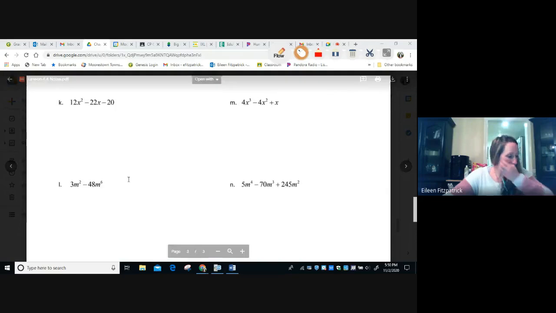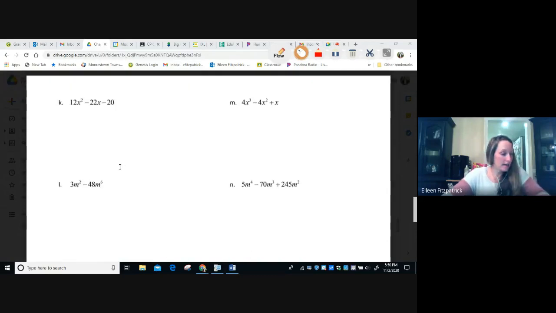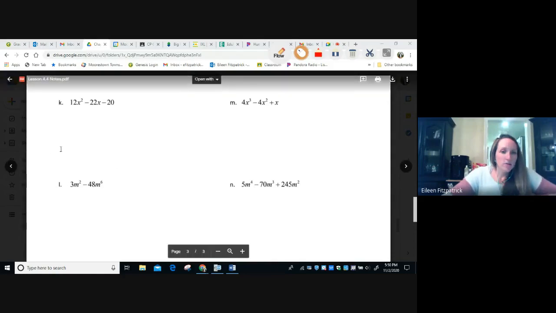Moving on to K. K is the next one we're on. All right, so I have 12x squared minus 22x minus 20. Again, first step is to look for that GCF. There is a GCF of 2, so factor out the 2 to start. Divide this by 2, you're left with 6x squared. Divide the next term by 2, 11x. Divide the last term by 2, negative 10.